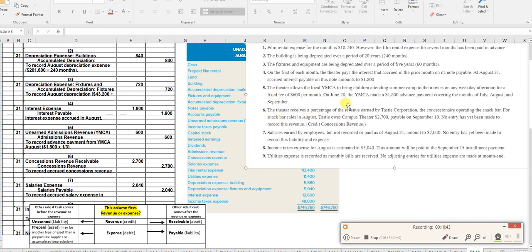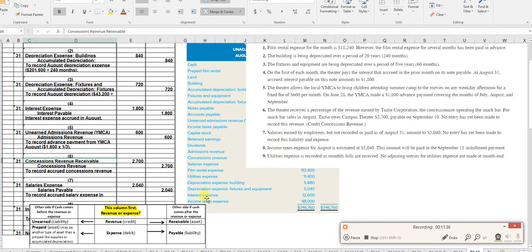The theater receives a percentage of the revenue earned by Tasty Corporation, the concessionaire. So right now it says earns a percentage of the revenue, so I can stop and do concessions revenue because it's a revenue, not an expense. Tasty owes Campus Theaters $2,700 payable on September 10th. Remember, this is August 31st. I've already got my revenue there. Have I already received the money or not yet received the money? I have not yet received it because it's not going to come until September 10th. So I'm going to have concessions receivable as my debit. The next question is how much? It tells me $2,700, so I record $2,700.